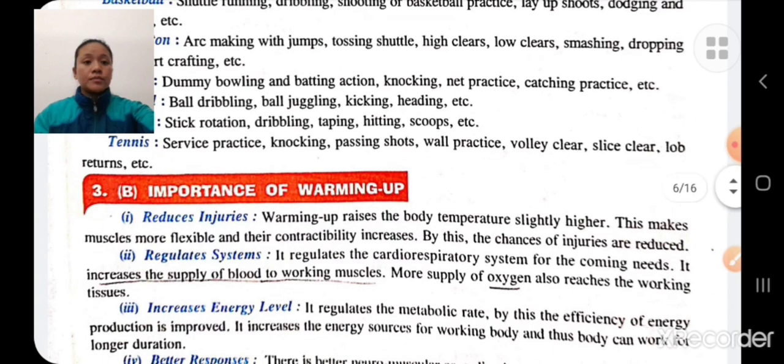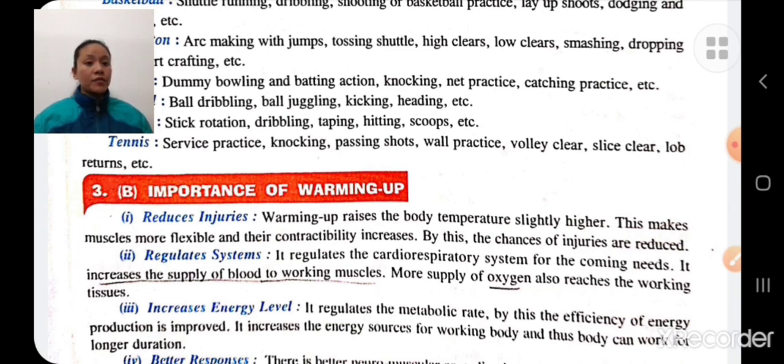Next is importance. What are the importances of warming up? The first importance of warming up is reducing injury. If we do warming up, it increases the body temperature, which helps to reduce the chance of injury, because our muscles will become more flexible. Warming up helps to increase the body temperature, which increases the cardiorespiratory system's activity. Therefore, there will be more supply of blood to the working muscles.